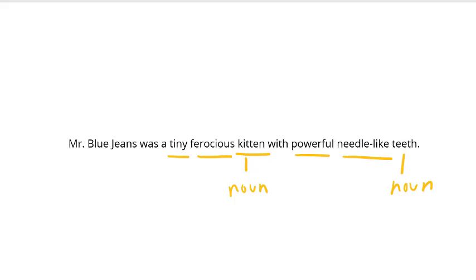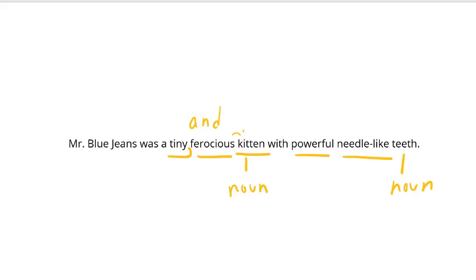Let's apply our rules. Can we flip these around? Can we say "Mr. Blue Jeans was a ferocious tiny kitten?" Yes, we can. We can say "Mr. Blue Jeans was a tiny and ferocious kitten." Yes, we can. So we would actually need a comma here. Let's look at the next one. And remember, we would not put a comma between "ferocious" and "kitten" because this is our noun.